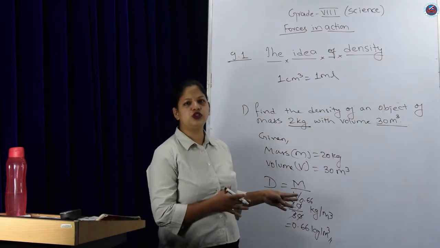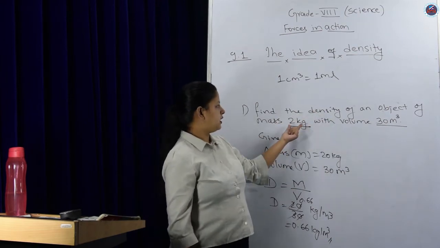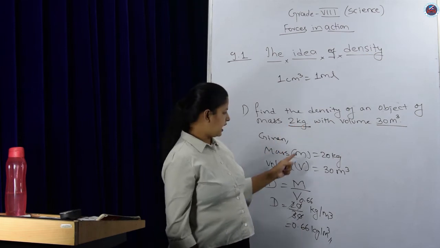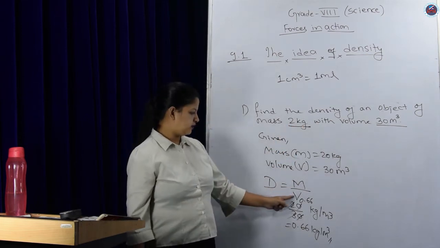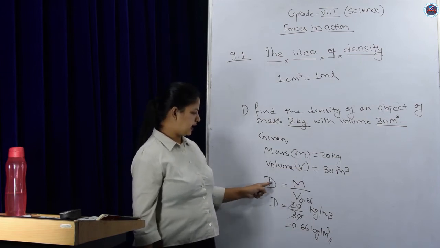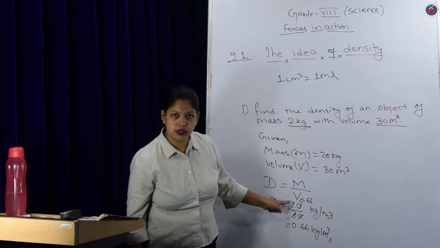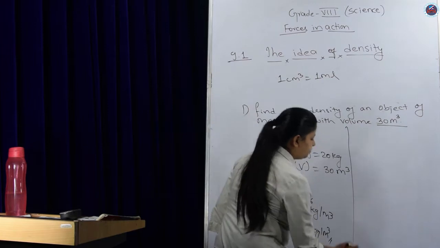Now in the same question, sometimes they will change it. They will already give you density and ask you for mass. It means out of 3 values, 2 might be given. They might give you D and V and ask you to find mass. They might give you M and D and ask you to find volume. Same formula only, use it, but you put the values differently.